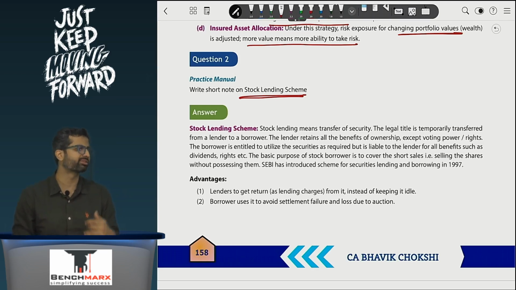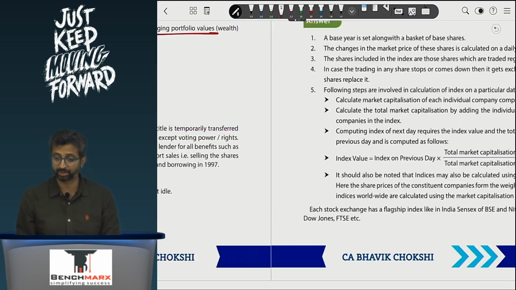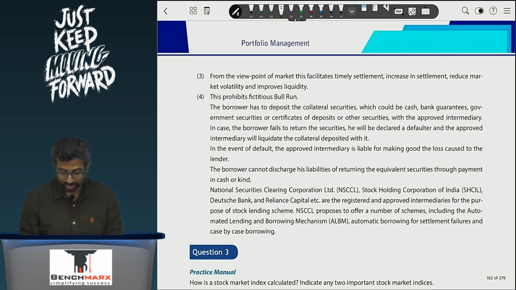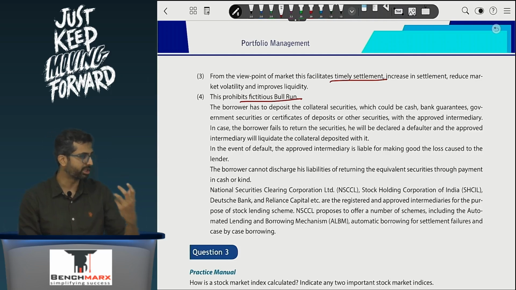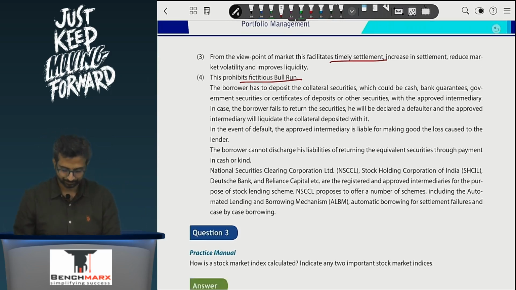Under the stock lending scheme, obviously you will have to pay some charges, stock lending fees, but this makes the market more efficient because the lenders get a return, and borrowers use it to avoid settlement failure. It facilitates timely settlement and prohibits a fictitious bull run, because if the prices are overpriced, people can short it. Even if they don't have the shares, they can borrow the shares and short it.